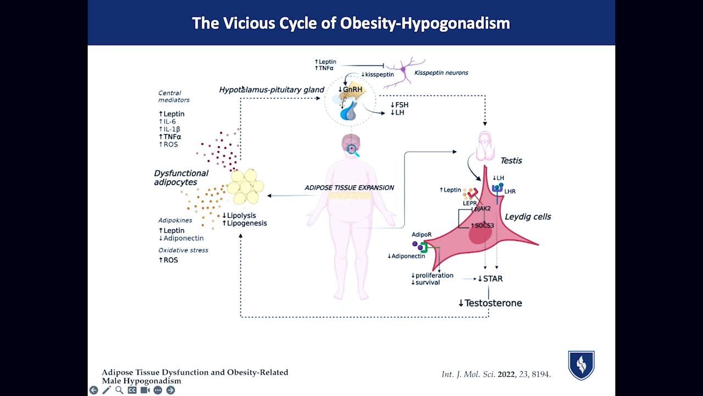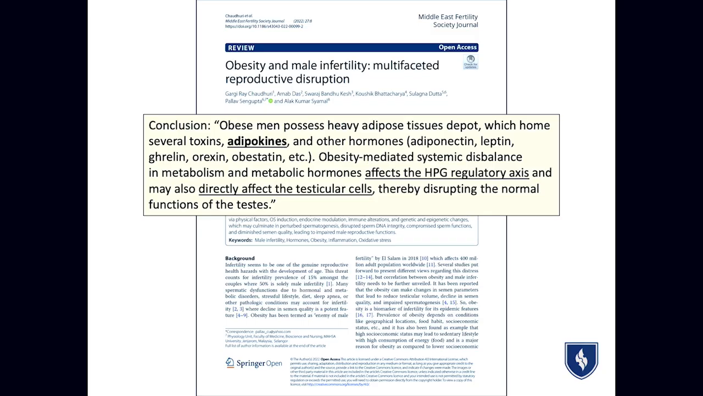These adipokines then throw off the hypothalamic pituitary axis. They also disrupt FSH and LH, so you get less LH activation of the testes, and overall you end up with a male that's got hypogonadism. So, very, very direct relationships there.